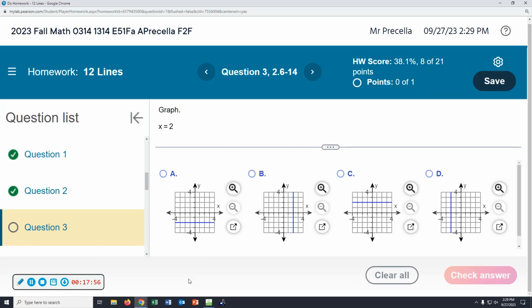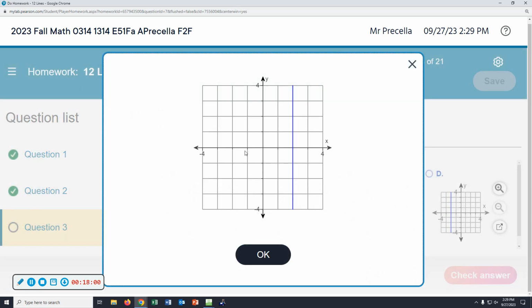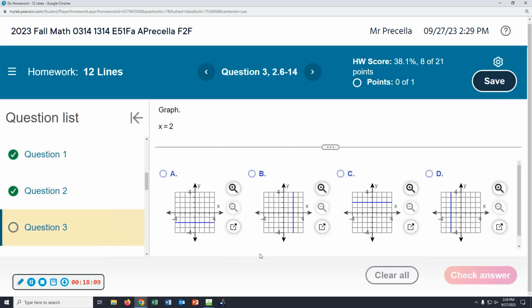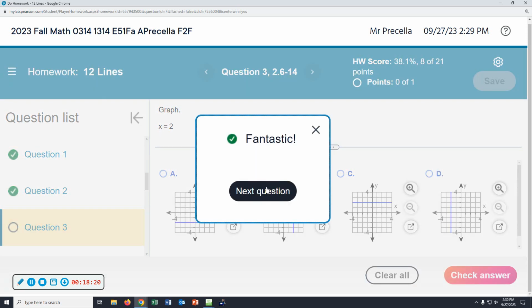A, B, C, or D. I'm thinking it's B. I'll blow it up. See, okay, here. Each mark is 1. Is this a vertical line passing through 2 on the x-axis? Yes. There. Once again, this is the axis it passes through at that number. Next.